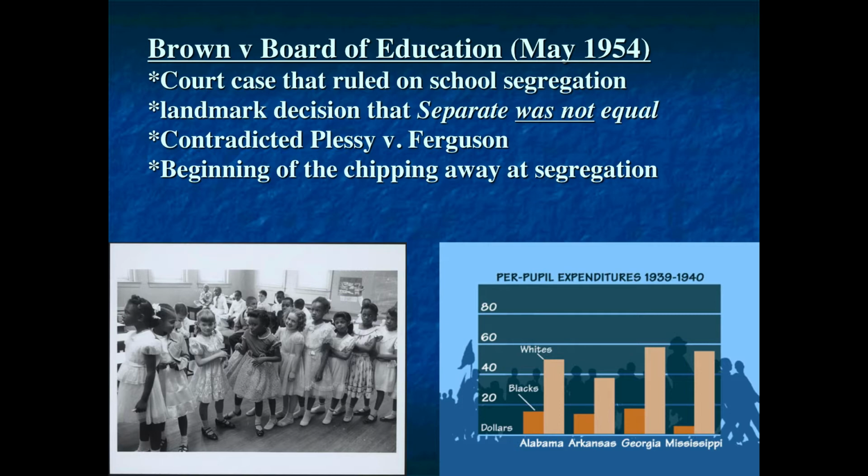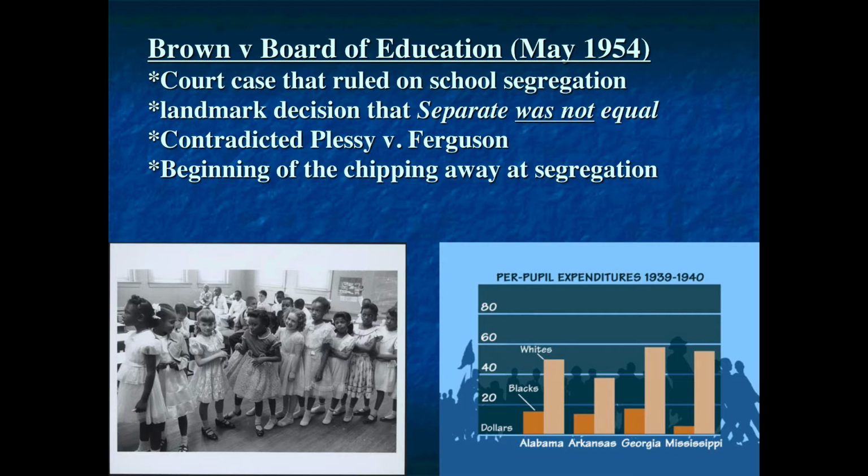Brown versus Board of Education. Okay, so now we're getting to the 1950s. And so here's the court case that the NAACP brought to the Supreme Court, and they put a multitude of smaller cases together in order to test this idea that separate but equal is okay.